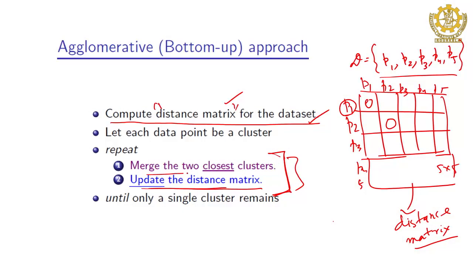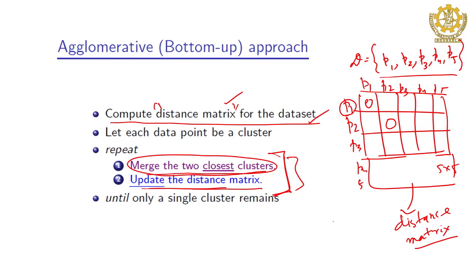When you merge the two closest clusters, the number of clusters reduces to n minus 1. The next step it will be n minus 2, then n minus 3, and then you reach a point where the number of clusters is 1. That is the agglomerative approach. So, what do you do in this step? Merge the two closest clusters, this is very important. And the second step is to update the distance matrix.